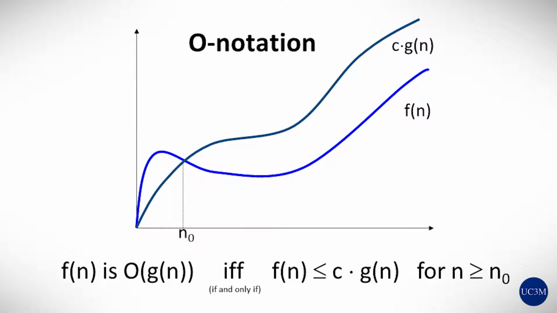Let's start with the definition of the big O notation. A function f of n is said to be order g of n, and we write big O of g of n, if and only if there exist constants c and n0 such that for all n greater than or equal to n0, f of n is not greater than c times g of n. So, simplifying, a multiple of g of n is always greater than f of n from some n0 on.